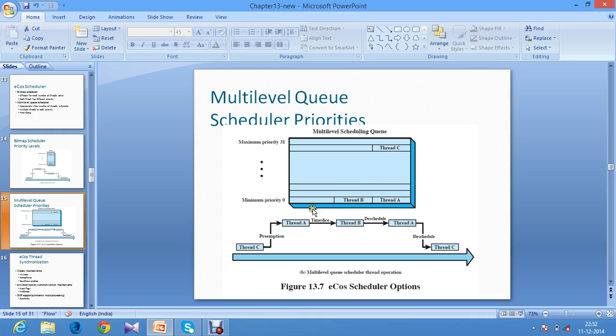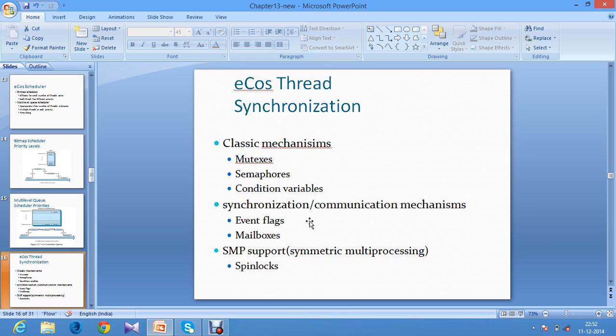A data structure represents the number of ready threads. Here, thread C is ready. When a blocked thread becomes ready to run, it may preempt a thread of lower priority. As with the bitmap scheduler, a running thread may be blocked on a synchronization primitive, preempted, interrupted, or it relinquishes control.